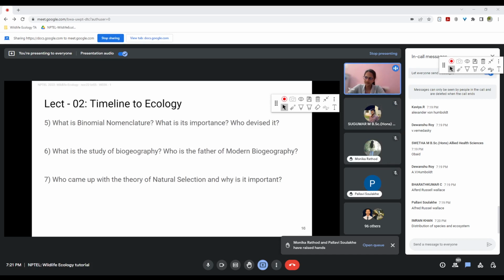And why do you think it is important? Yep, a lot of people for Darwin. Why do you think it is important? Why is the theory of natural selection important? Or could somebody explain to me what natural selection means, in a couple of words?